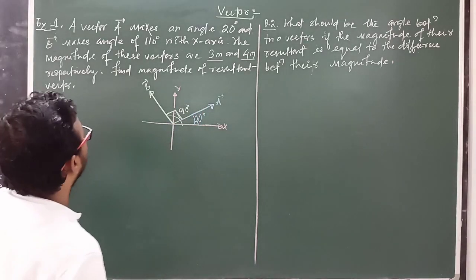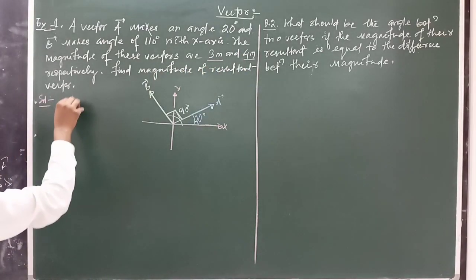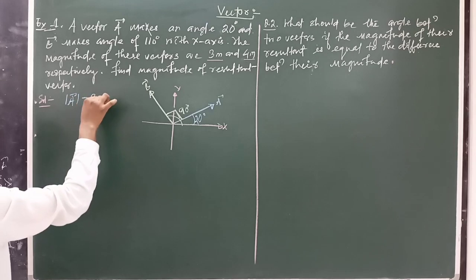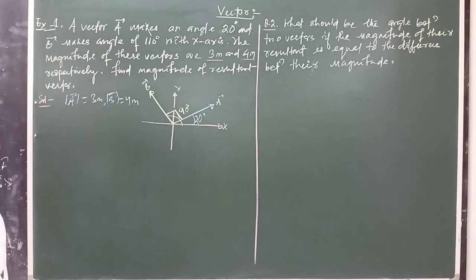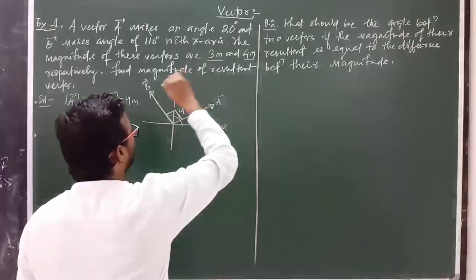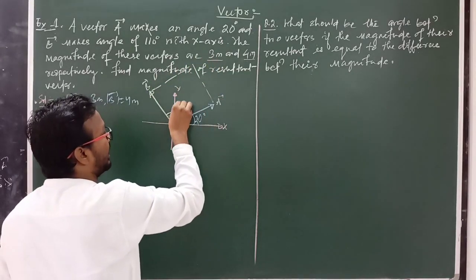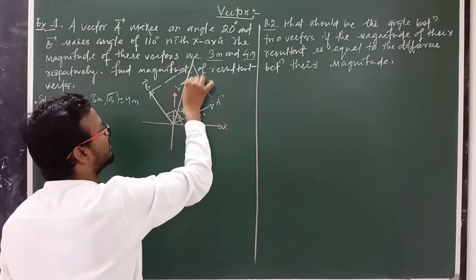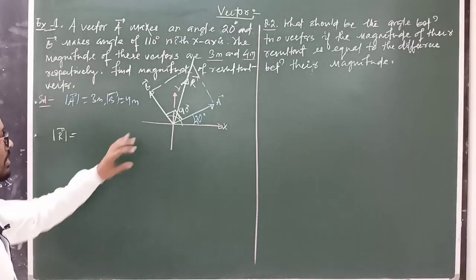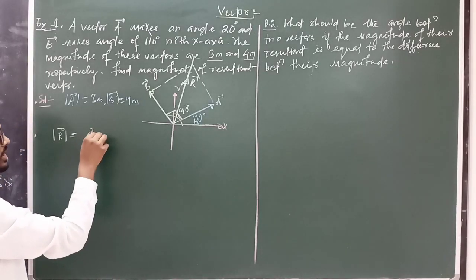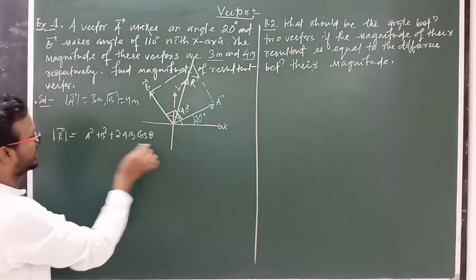Clear? And it is given that the magnitudes of vector A and vector B are 3 and 4 respectively. So the magnitude of A vector is 3 meter, and the magnitude of B vector is 4 meter. Find the magnitude of the resultant vector. So first we have to complete the parallelogram here. This is the parallelogram and this is the resultant vector of A and B, and we already know how to find the resultant of these two vectors using the formula: the square root of A square plus B square plus 2AB cos theta.